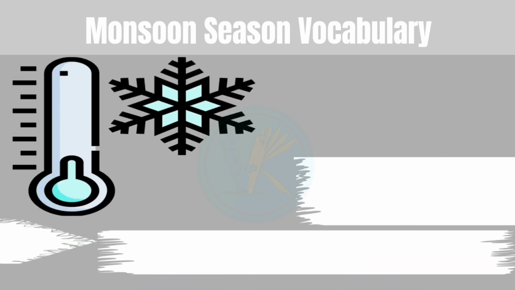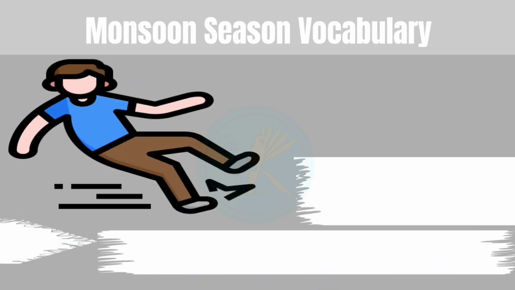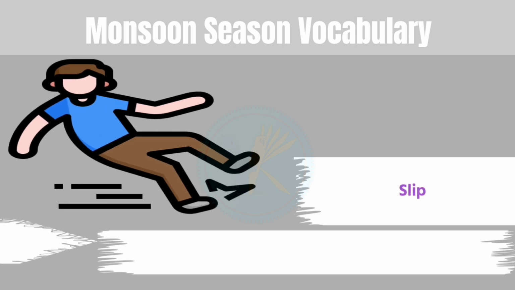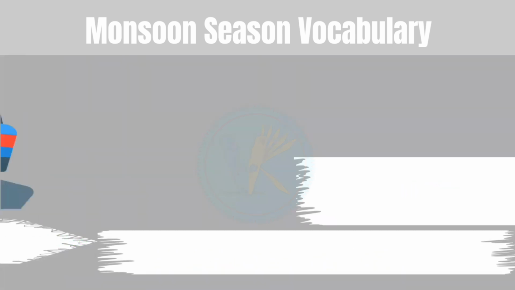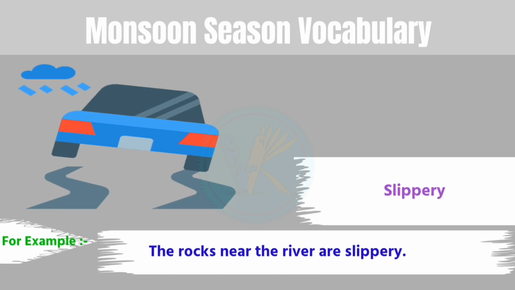Next, cold wind. Cold wind. For example, we wrapped ourselves in blankets to shield from the cold wind. Next, slip. Slip. For example, be careful not to slip on the wet floor. Slippery. For example, the rocks near the river are slippery.